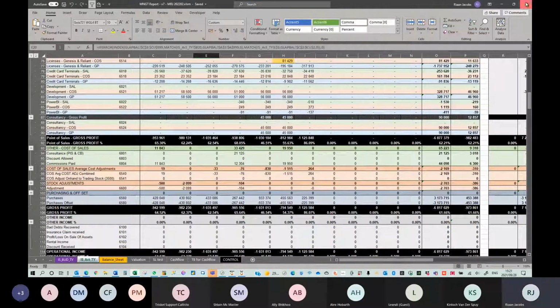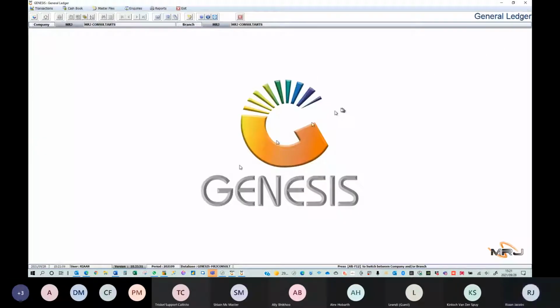Okay, so I want to close it off. That is basically it for my training. I'm not sure if there are any questions or more questions. That gives you more or less a high level of the cashbook and the GL. Any questions from you guys?